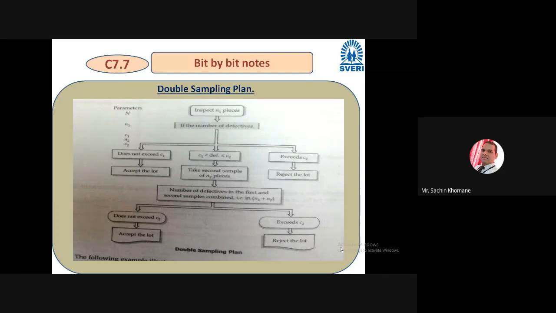Take the second sample of N2 pieces. Then the number of defects in the first and second samples combined, remember here you have to combine the samples, N1 plus N2. If in this case defects do not exceed C2, then you have to accept the lot. But here also, if it exceeds C2, reject the lot. So the C1, C2 values play a very important role in both sampling plans.